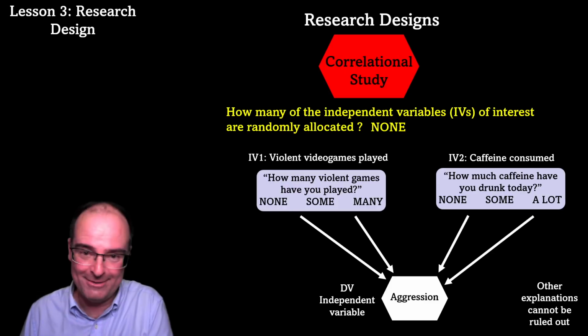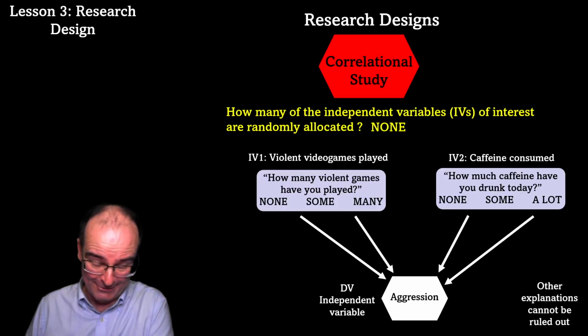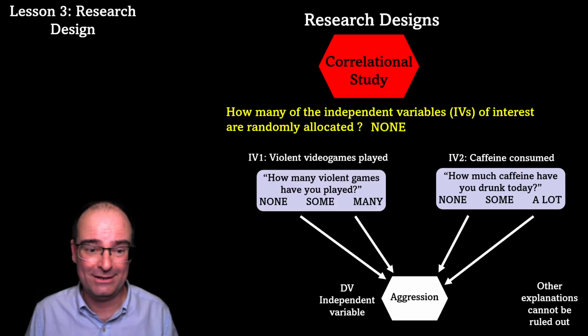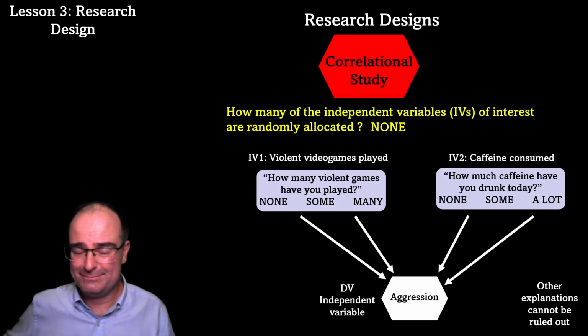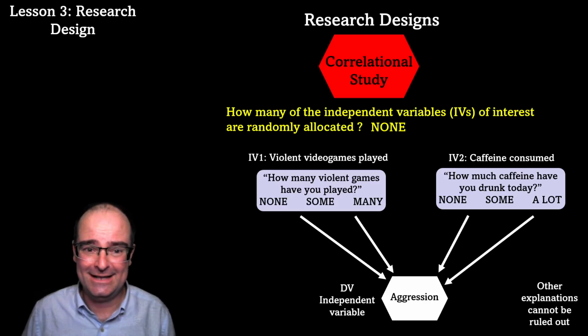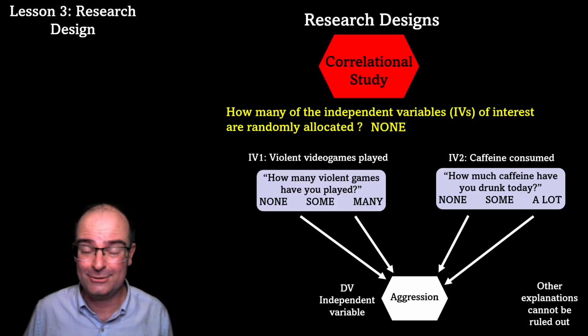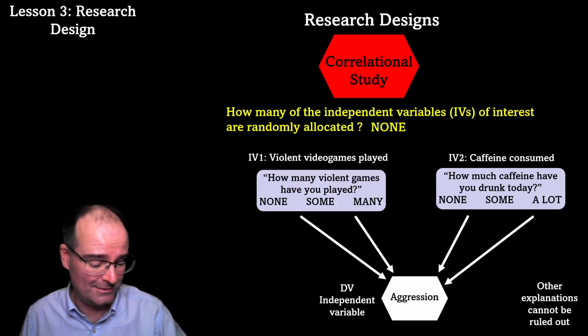You're asking them how much caffeine they've drunk. You're letting that vary randomly too. And you're asking them how many violent video games they've played. You're just measuring everything basically. And now you've got the problem where they arrive at the study being a caffeine drinker or not, and that may relate to aggression also. You just don't know.